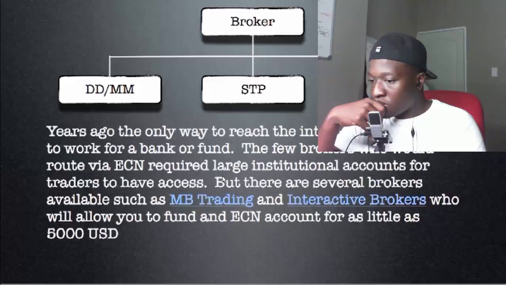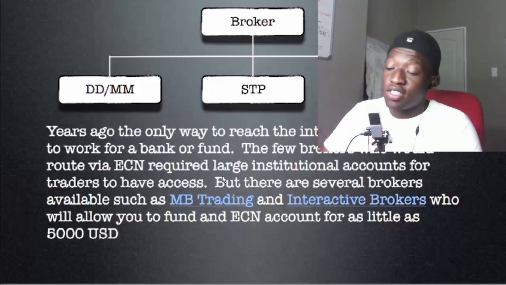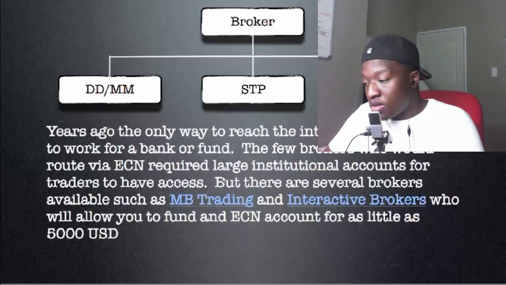It used to be, years ago, that the only way to reach the interbank market was to work for a bank or a fund. The few brokers who would route via ECN required large institutional accounts for traders to have access. But there are several brokers available, such as MB Trading and Interactive Brokers, who allow you to fund your ECN account for as little as $5,000 today, which is a really nice benefit for those of you who have a little more capital to invest and are looking for a broker who has no vested interest in your trade.